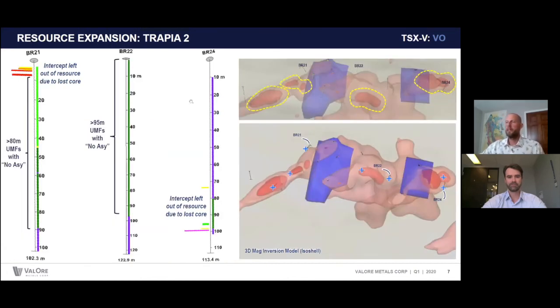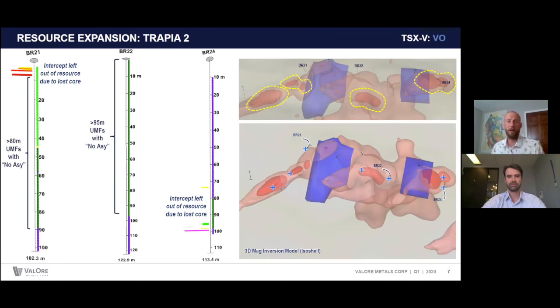Okay, so just to get you situated, BR21, which is the left zoom in hole up here, is the southern of the three. BR22 is central to the two resource bodies, and BR24 is on the north side here. Now, again, intercepts like this were left out of the resource. BR21, that's 50 meters outside the resource. There's no reason why that couldn't have been pulled in, but there was no core. We couldn't verify the assays, so we went on the conservative side and obviously left it out.